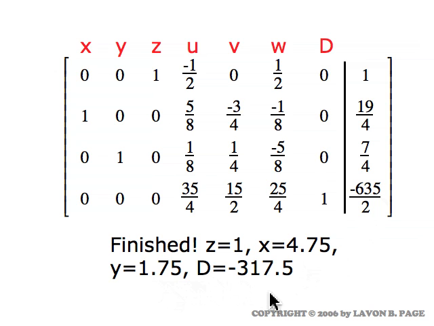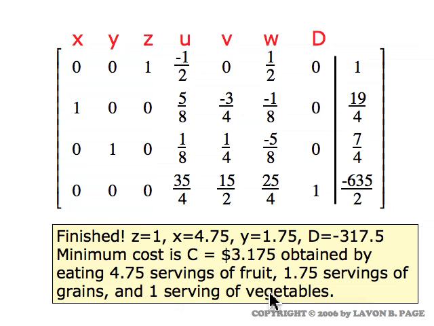D is minus 317.5, so the minimum value of C would be plus 317.5. That is, the minimum cost is $3.17.5, and it's obtained by eating 4 3/4 servings of fruit, 1 3/4 servings of grain, 1 serving of vegetables. So there's our summary of what we've done after I've lost track of how many steps it took, but we eventually got there. For a while we were not in the solution region, then we got into the solution region, and by doing additional steps arrived at the optimal corner point.